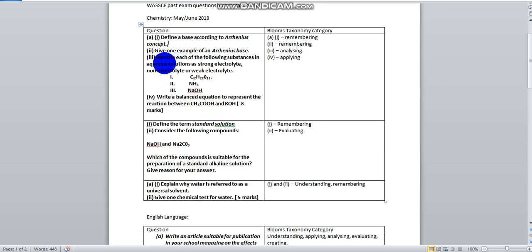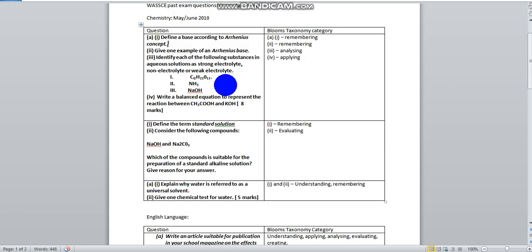And then for Roman 3, you are asked to identify the substances in these electrolytes. Okay, you are actually to identify them. Is this a strong electrolyte? Is this a non-electrolyte? Is it a weak electrolyte? Right? So this involves some analyzing. Right? Children will be able to analyze and look at the various elements in the substances and tell whether or not these are weak, non, or strong electrolytes.